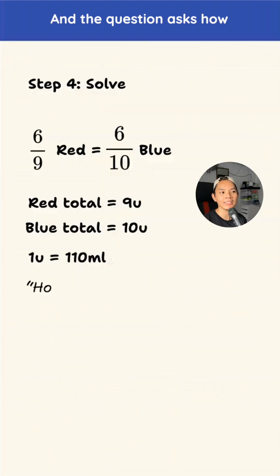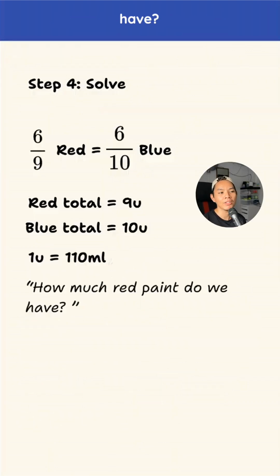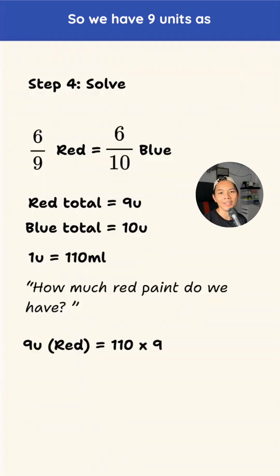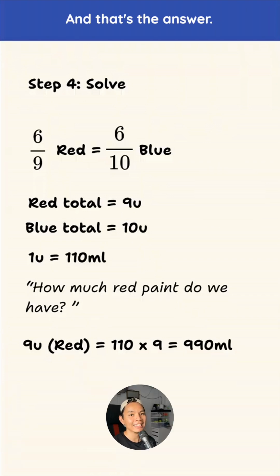And the question asks, how much red paint do we have? So we have 9 units as red paint. So we multiply 110 by 9 and we will get 990 milliliters for the red paint. And that's the answer.